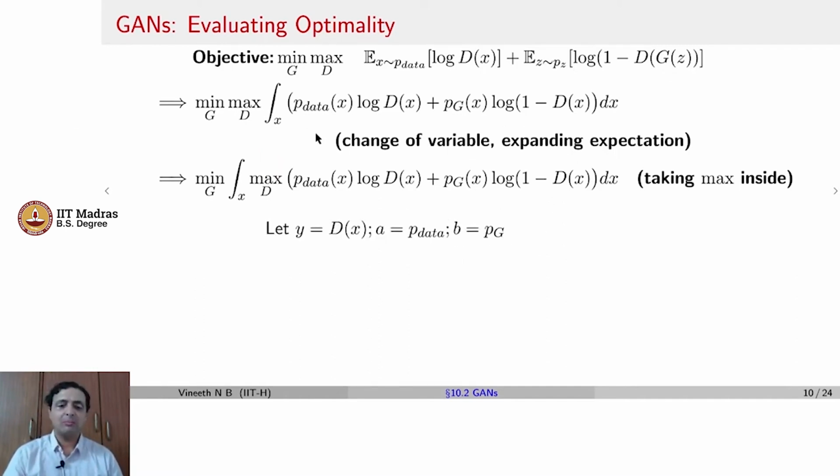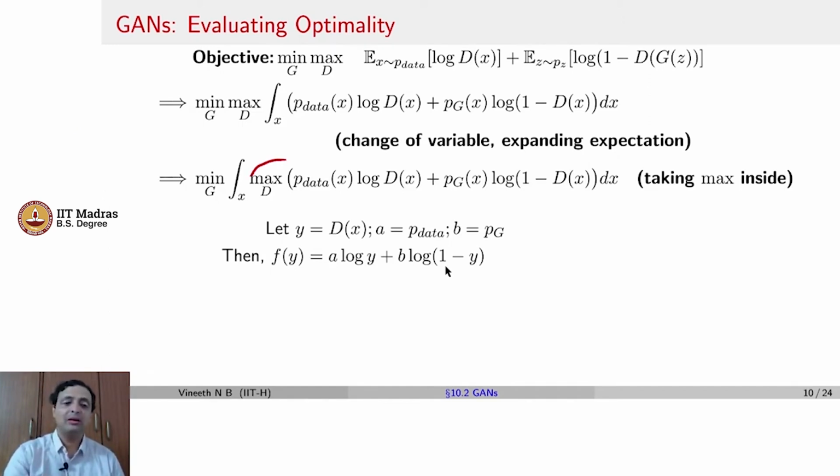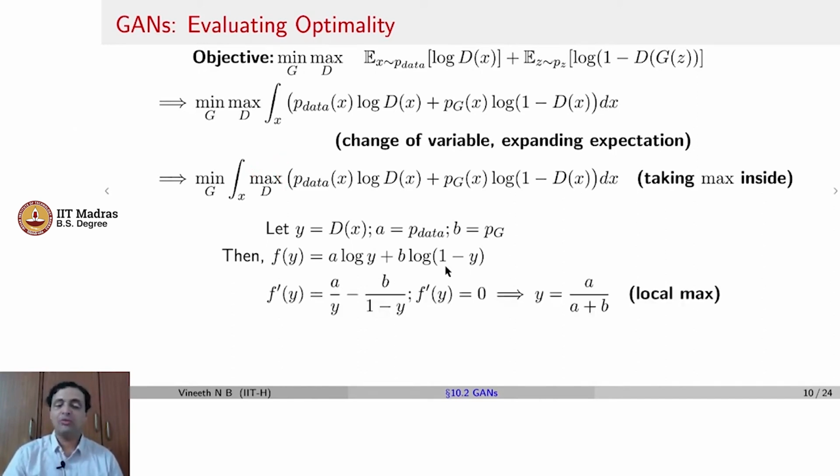Now to understand what the max of such a function would be, let's try to write it out using some variables. In general, let's say y is equal to D of x, a is equal to p data, and b is equal to pg. Then you can write this entire integrand as f of y is equal to a log y. Remember, a is p data, D of x is y, so you have a log y, and similarly b log 1 minus y. We ideally need to know when you attain the maximum over D, or maximum over y, for such a function. To find the maximum of a function, you need to take its derivative and set it to 0. So let's do that.